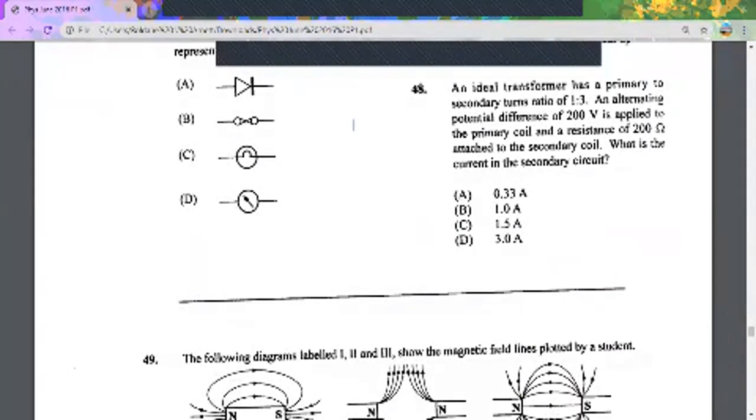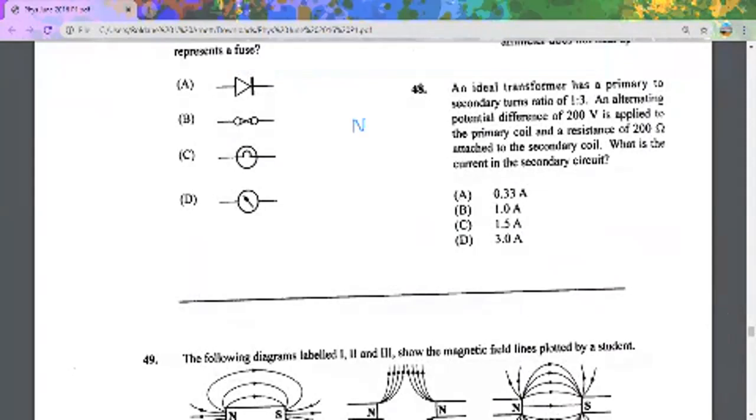So in class, you should learn that the number of turns on the primary coil over the number of turns on the secondary coil is equal to the voltage on the primary coil over the voltage in the secondary coil. First, let us find the voltage in the secondary coil, and then we can find the current because we already have the resistance right here.